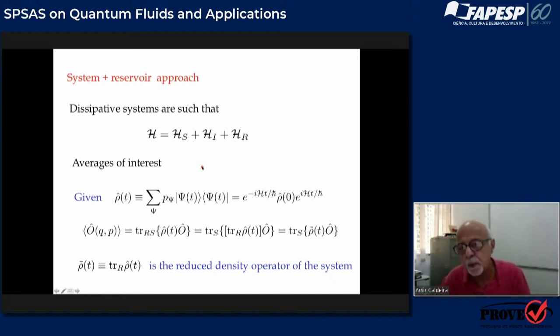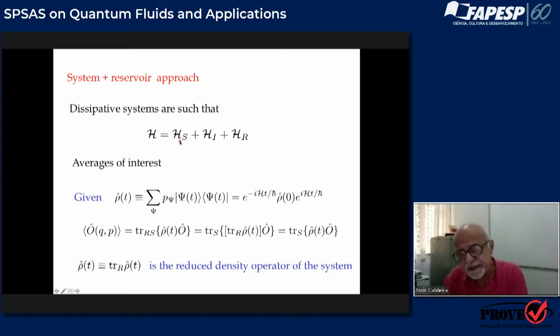Let me try to show you what the program is. We start with the full density operator for the complete universe, namely system and environment. And then we have the average over some given probability distribution. And then we have the complete state of the universe, system and environment. So that's the ket psi and the bra psi. And that's the density operator for the full system. And that's the time evolution of this guy here. And so I have this unitary evolution for psi and this one here for the bra.